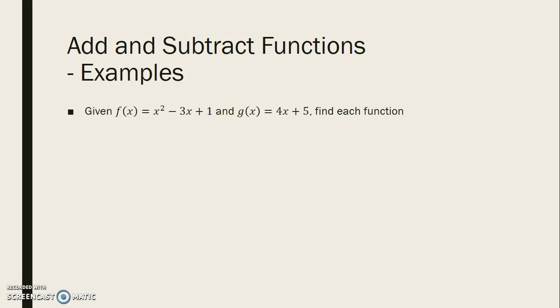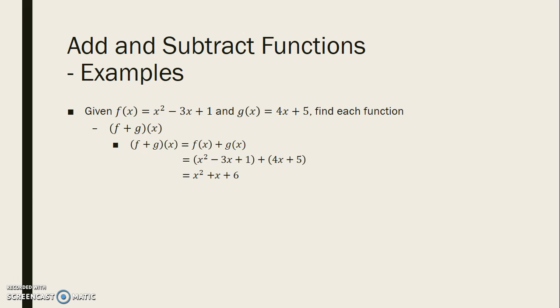Okay, so let's jump into some examples. First example is adding and subtracting functions. So given that f of x equals x squared minus 3x plus 1, and g of x equals 4x plus 5, find each function. So if we have f plus g of x, here's our rule, then that means that we have x squared minus 3x plus 1 plus 4x plus 5. Then from there we just combine any like terms, and we get x squared plus x plus 6.